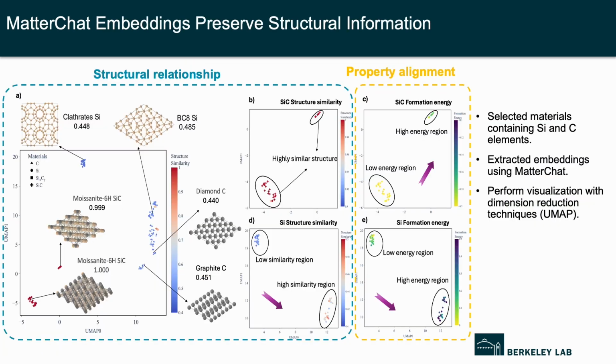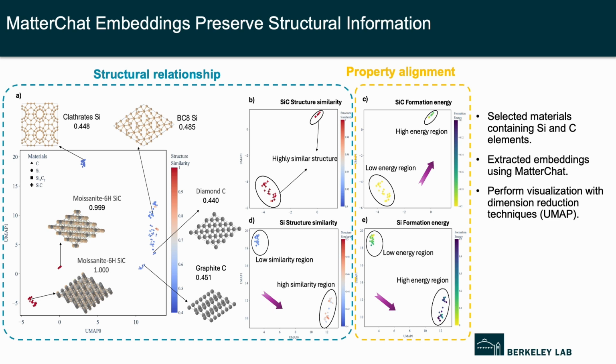This slide I want to present is some visualization to further prove that our model can efficiently integrate the structured information. So here we selected the material samples from the material dataset containing silicon and carbon composition, and then we extract the embeddings using our models, and then perform the visualization through a dimension reduction technique. Here we're using UMAP, and then making a 2D plot to show the clustering.